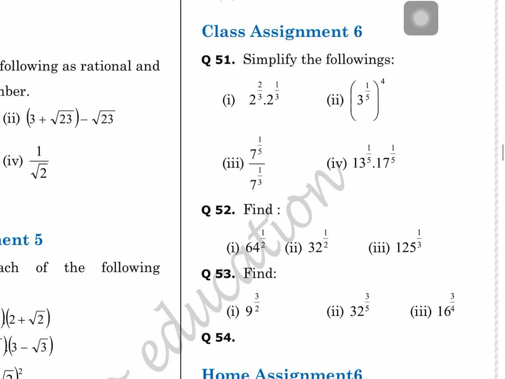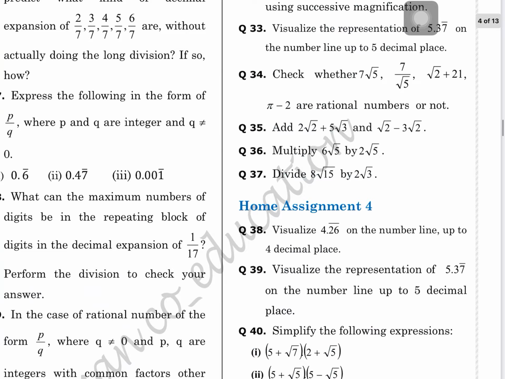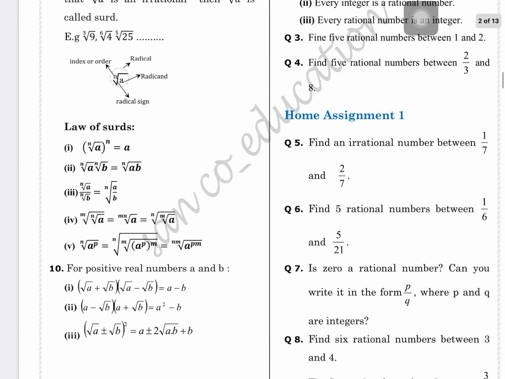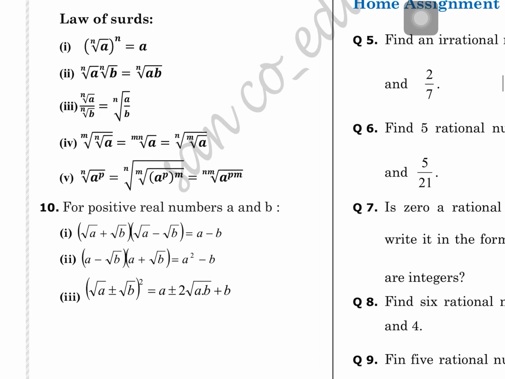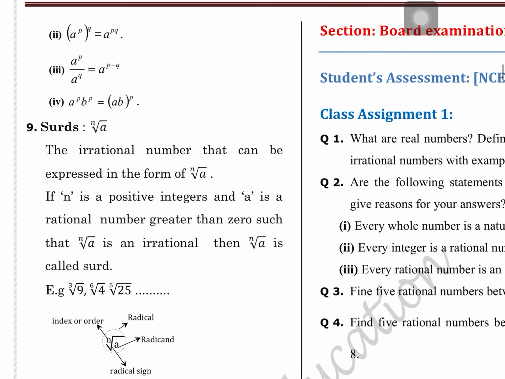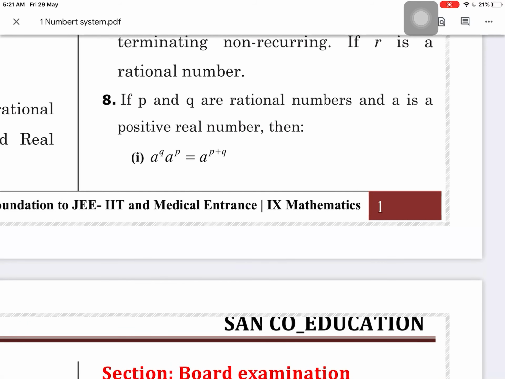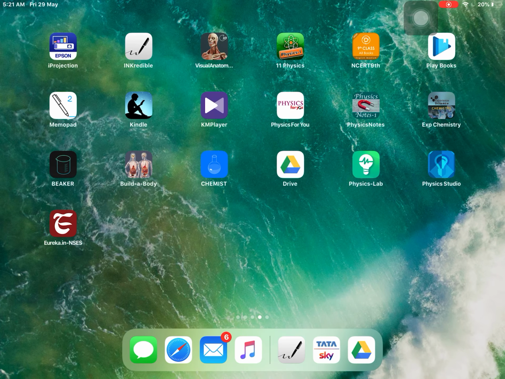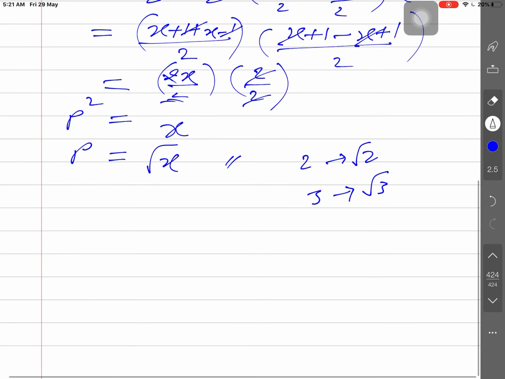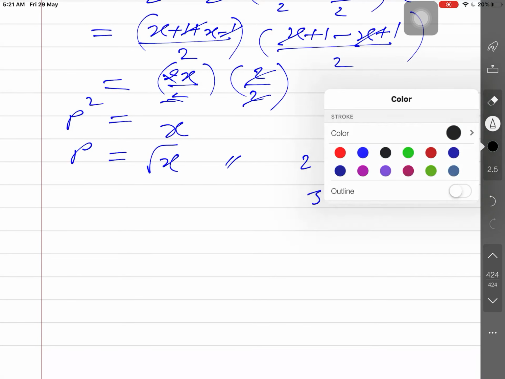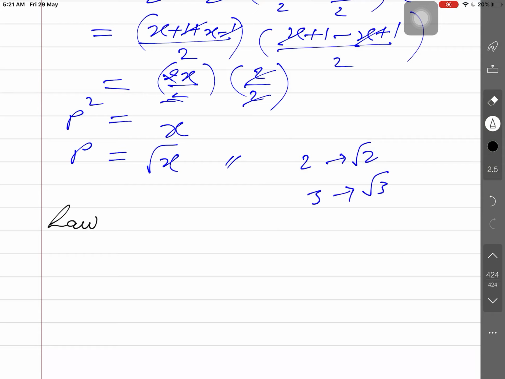These are called the law of indices. So what do you understand by the law of indices? You may see the beginning of the chapter, where all the laws to be used here are written as law of indices. Yes. If p and q are rational numbers and a is a positive real number, then a to the power p and a to the power q. What is that? These are called the law of indices, indices or powers.